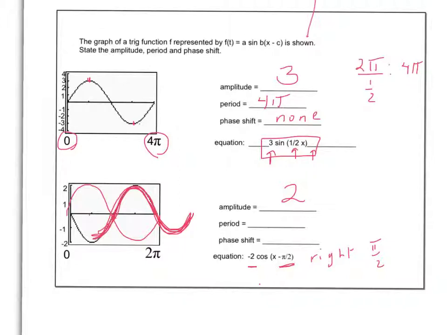So period is 2 pi, and that's because there is no number in front of the x other than a 1. Phase shift is pi over 2 to the right.